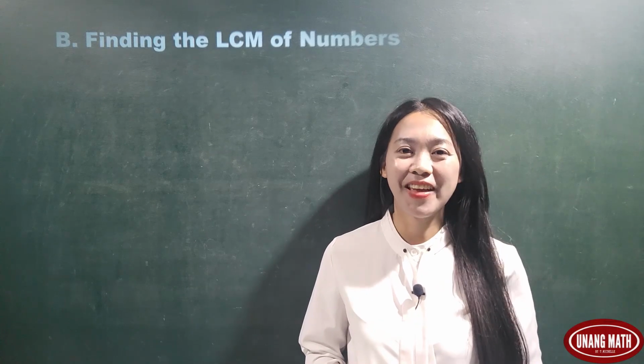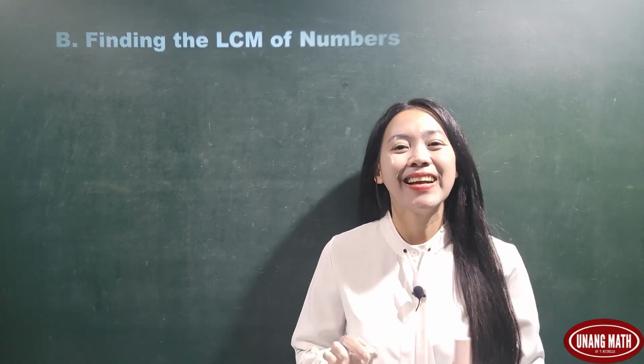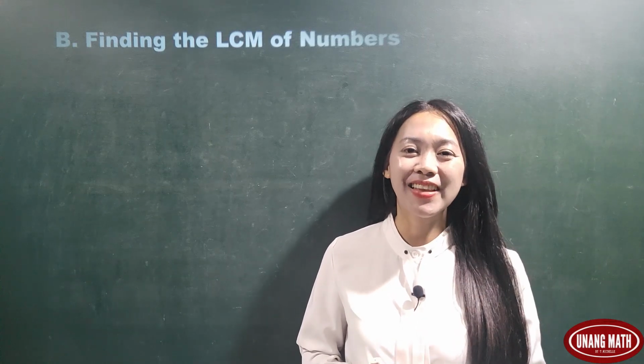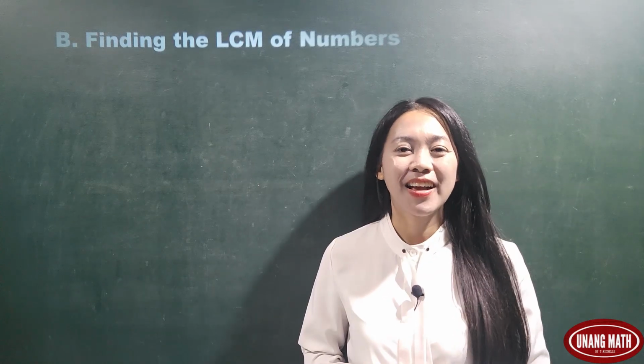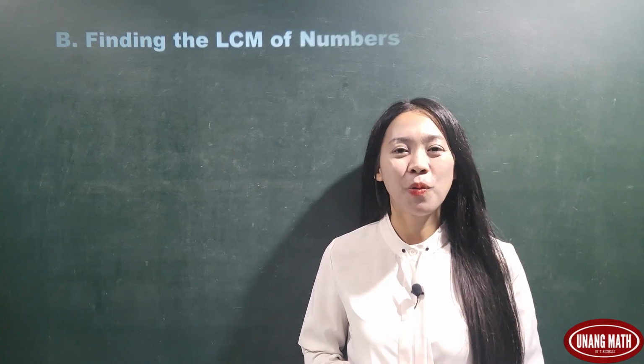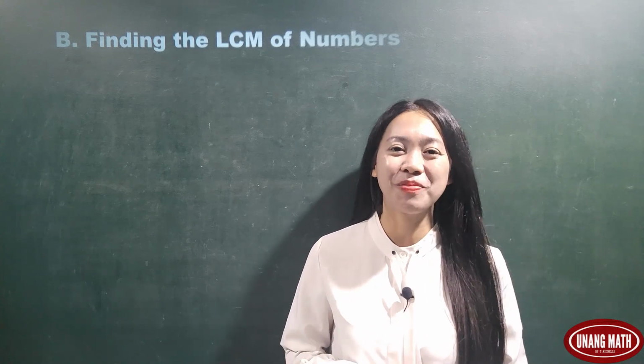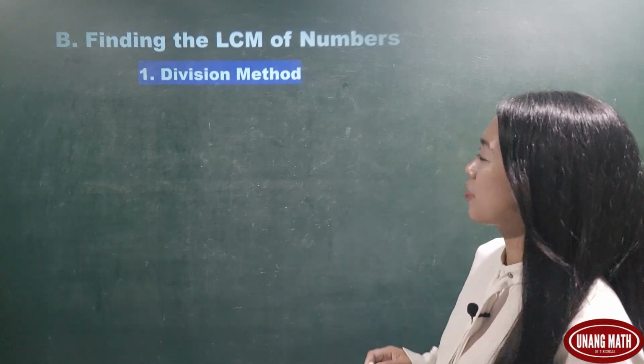We are now in the second part of this episode, and this time I will discuss the different ways on how to find the LCM of numbers. There are two ways on how to find the LCM of numbers. We can use division method or prime factorization method. Let's start with division method.